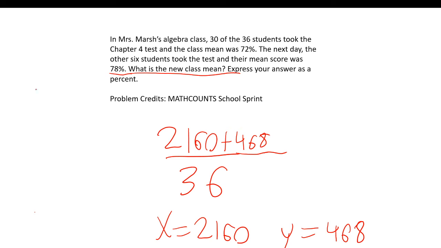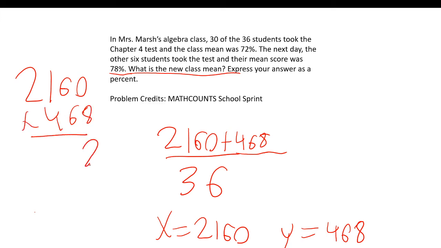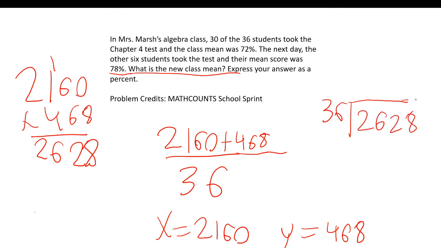Now we have 2,160 plus 468. We can just compute that. 0 plus 8, that's 8. 6 plus 6 is 12. 4, 5, 6, we have 2,628, all divided by 36. All we need to do is compute 2,628 divided by 36, and we'll have our answer. So try to see if you can finish out the problem from here.